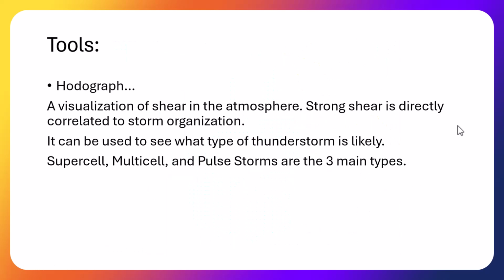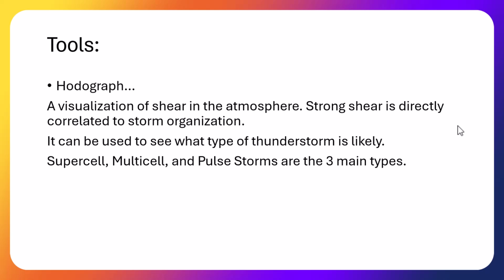And real quick, a tool that we use is a hodograph, and it's a visualization of shear in the atmosphere. Strong shear is directly correlated to storm organization, kind of like what I mentioned. It can be used to see what type of thunderstorm is likely: supercell, multicell, and pulse storms.